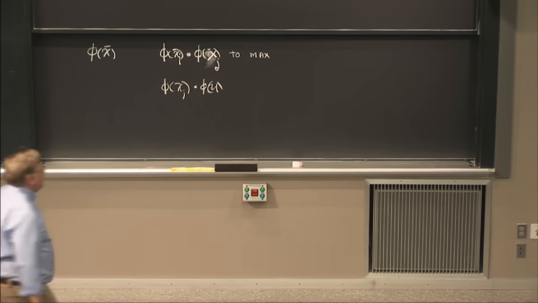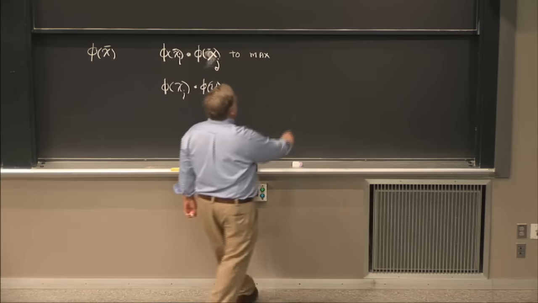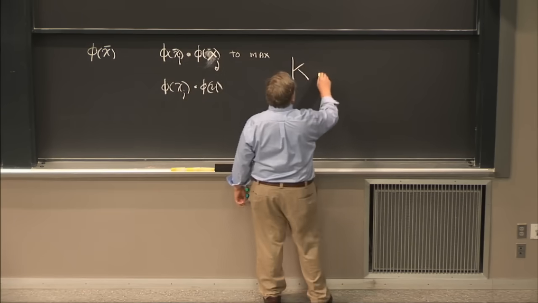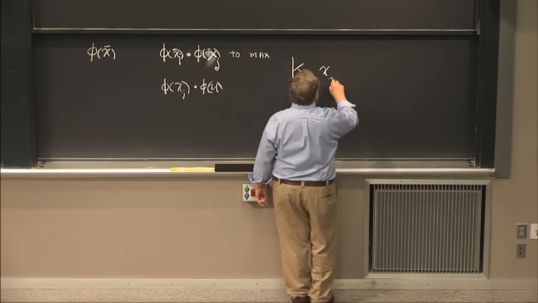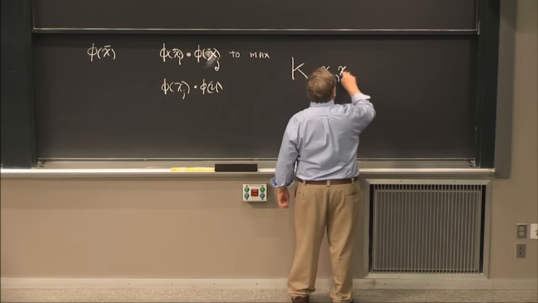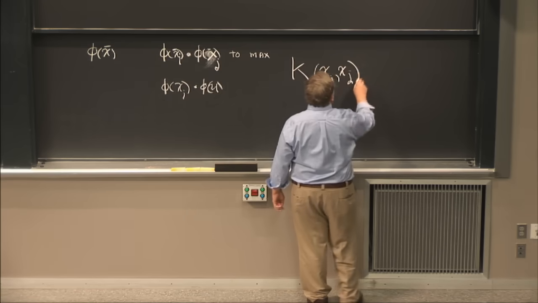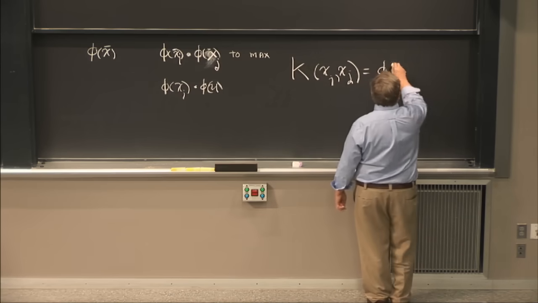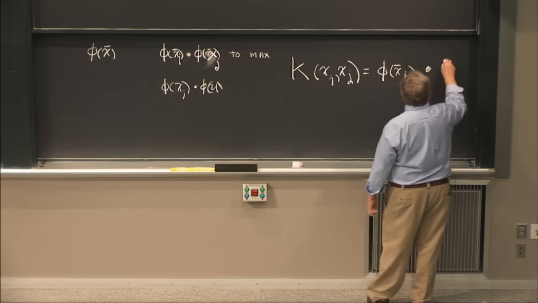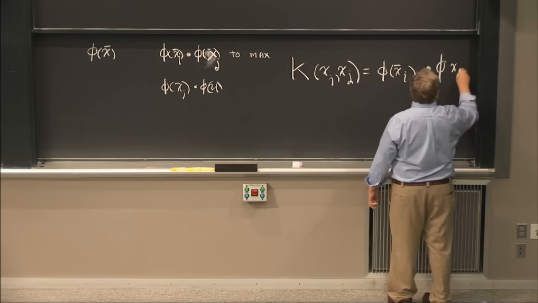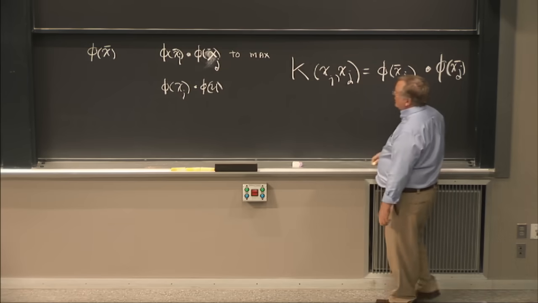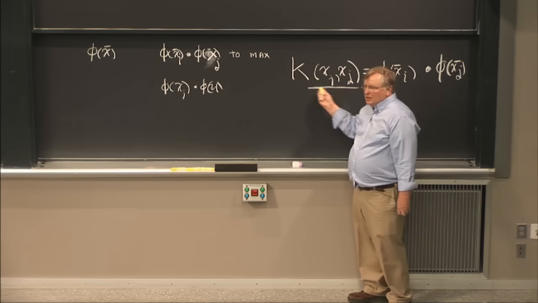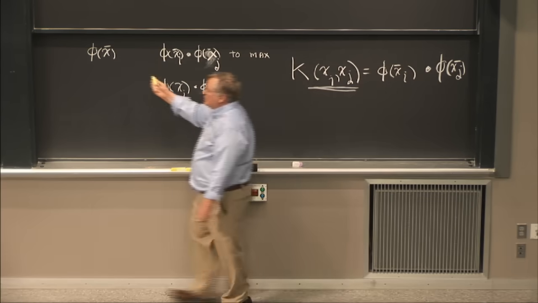So that means that if I have a function, let's call it k, of x sub i and x sub j, that's equal to phi of x sub i dotted with phi of x sub j, then I'm done. This is what I need. I don't actually need this.